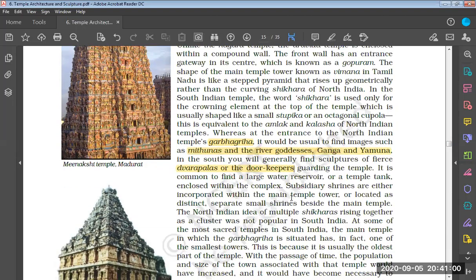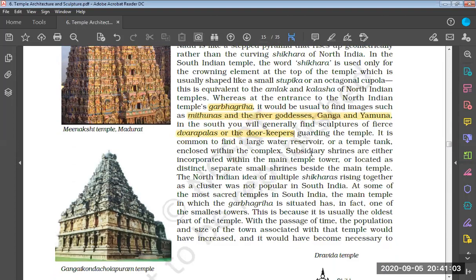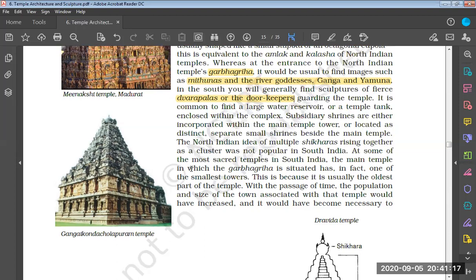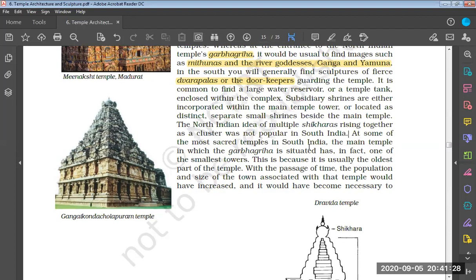It is common to find a large water reservoir or temple tank enclosed within the complex. Subsidiary shrines are either incorporated within the main temple tower or located as distinct separate small shrines beside the main temple. The North Indian ideal of multiple shikhars rising together as a cluster was not popular in South India. So this is also one of the main distinguishing features: the Nagara style consists of multiple shikhars, but the Dravidian does not. Only one is there.